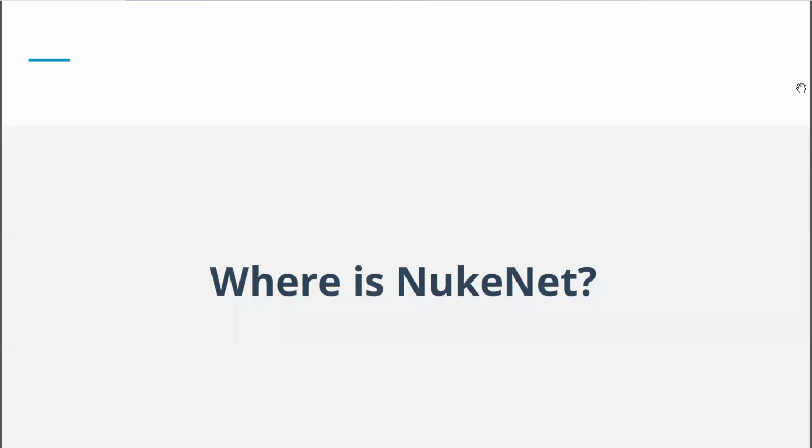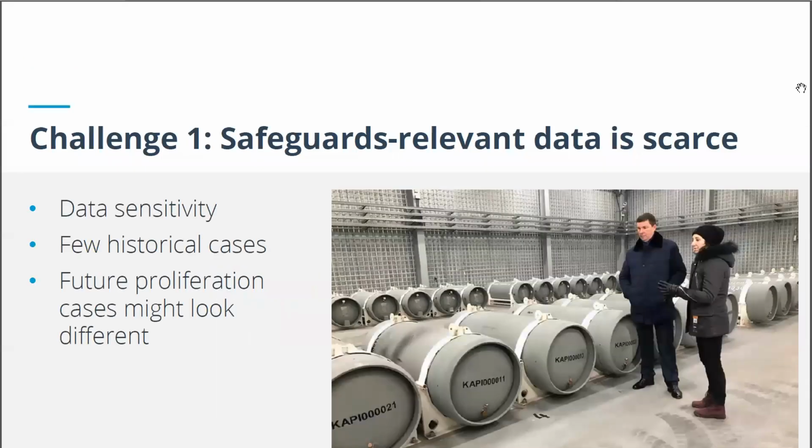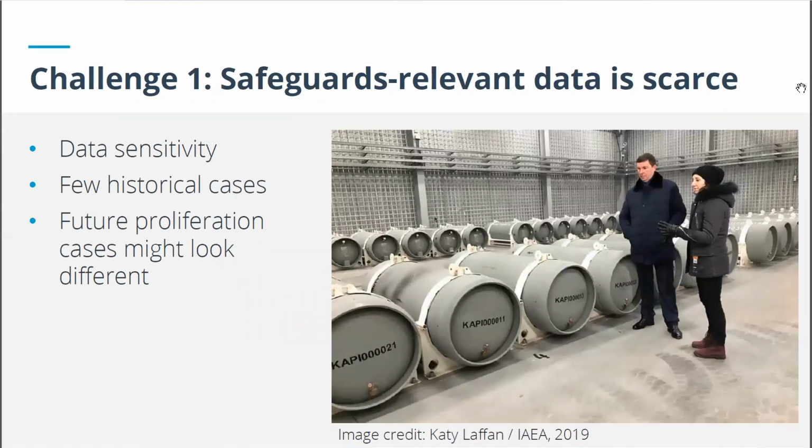Given that there are so many opportunities within safeguards to do computer vision, where's our nuclear equivalent of ImageNet, which I'm lovingly calling NukeNet, so that we can get started with all these projects? We're ready to go. Well, data for safeguards is really hard, and there are a few reasons why. First, safeguards relevant data is actually really scarce, for a few different reasons.